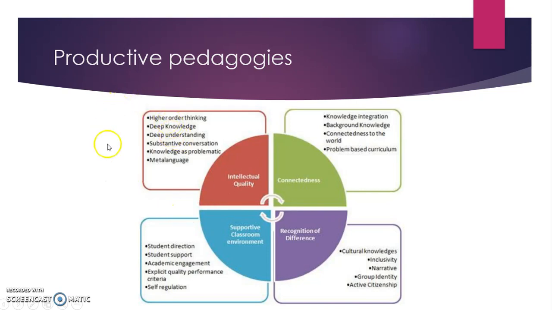Bloom's taxonomy is a nice tool to use when we plan the integration of these other types of knowledge as well. When we then look at the connectedness, we look at knowledge integration and background knowledge, connectedness to the world. What do the learners know before they come to class? Is this a new concept for them, or have they learned something about it previously?